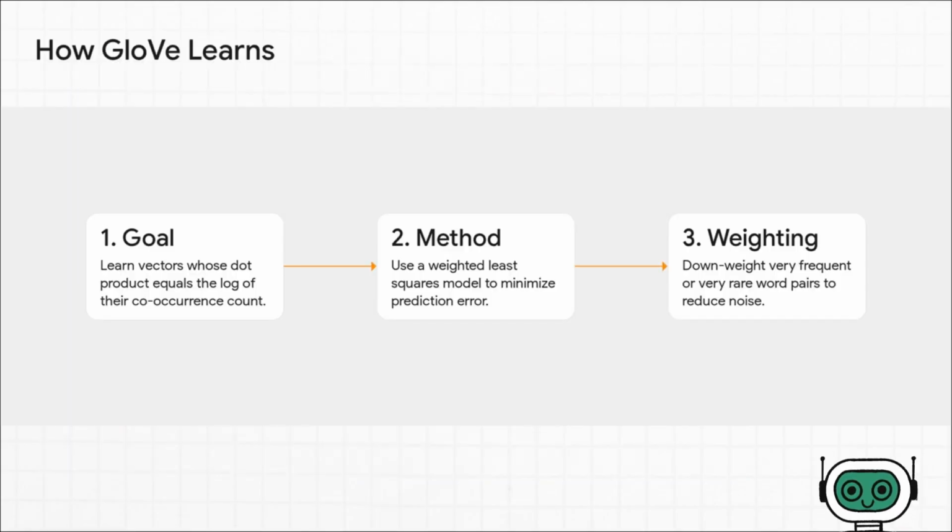The learning process itself has 3 key parts. 1, the goal is to create word vectors so that when you take their dot product, you get something close to the logarithm of their co-occurrence count. 2, the method is basically a regression model that tries to minimize the error between its prediction and that actual value. And 3, this is the really clever part. It uses a special weighting function. This function tells the model to pay less attention to word pairs that are super common, like the and is, and also to ignore pairs that are extremely rare. This helps it focus on only the most meaningful relationships.